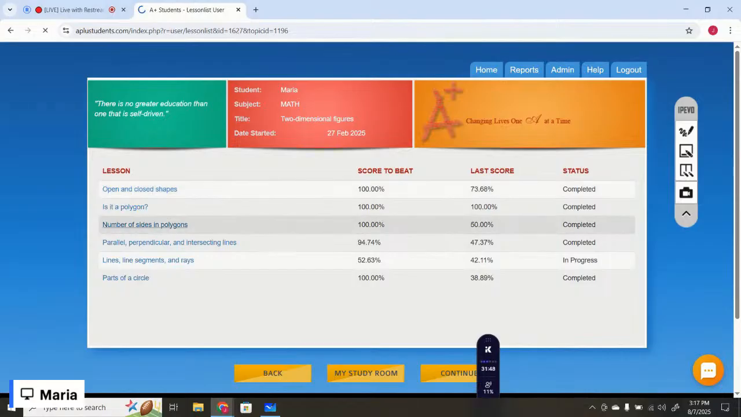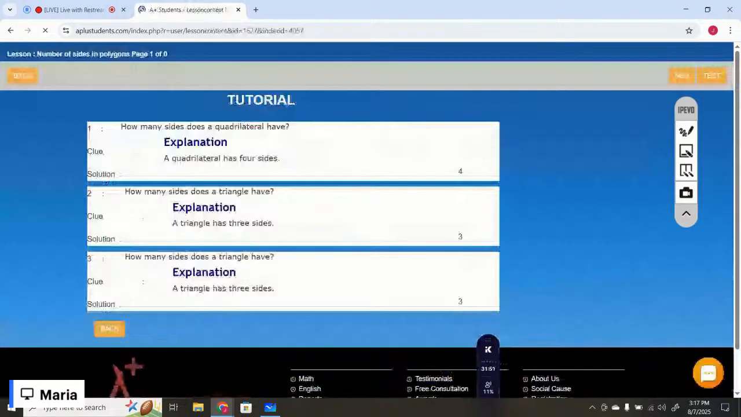The next lesson is the number of sides in a polygon. How many sides does a quadrilateral have? Quad means four, so a quadrilateral has four sides. The correct option is four. Let's just start with the test questions.